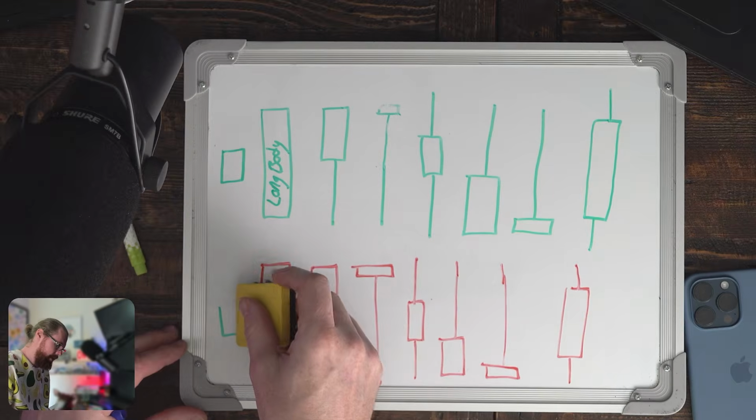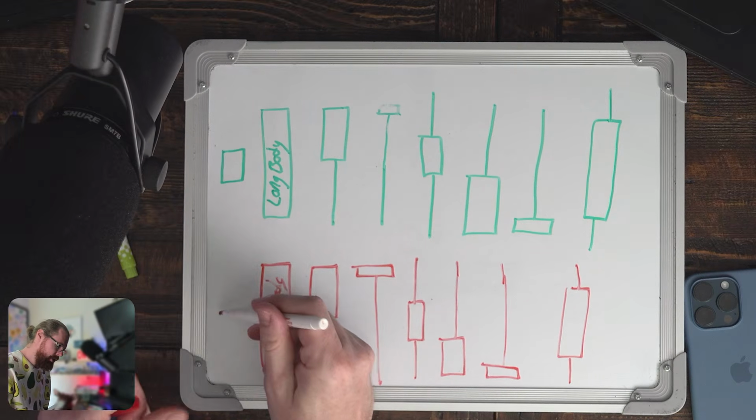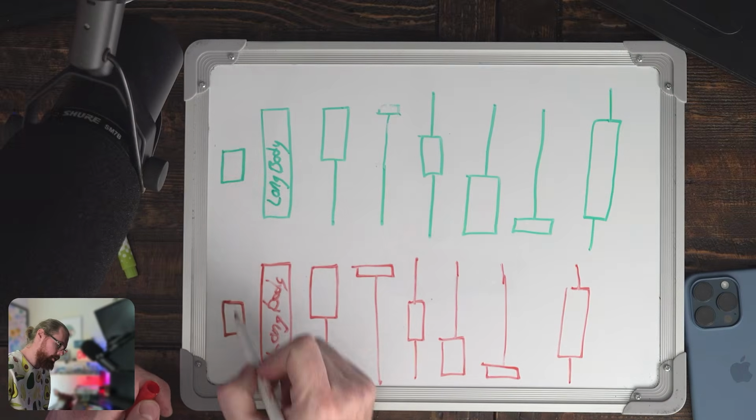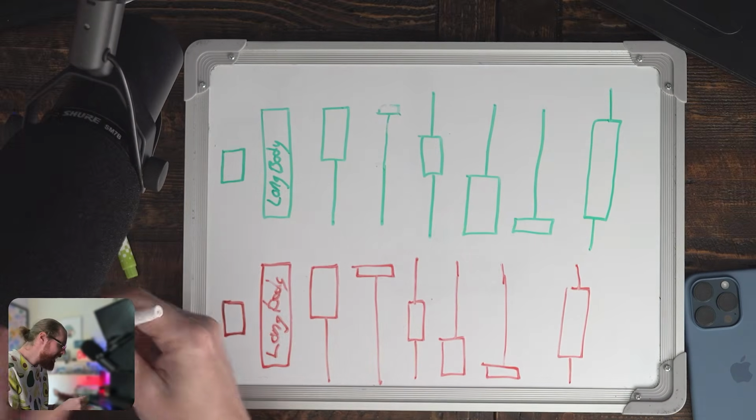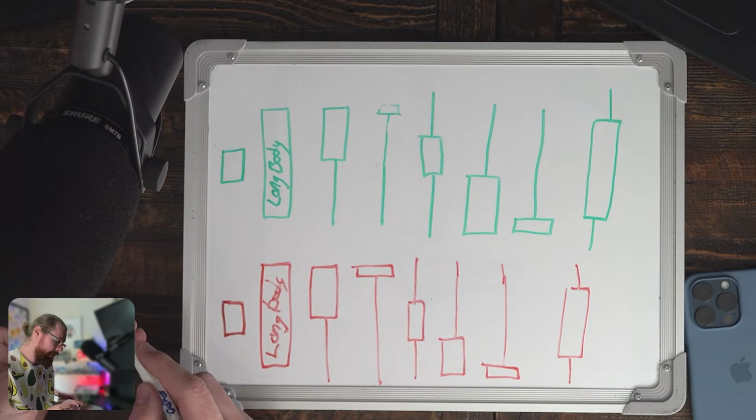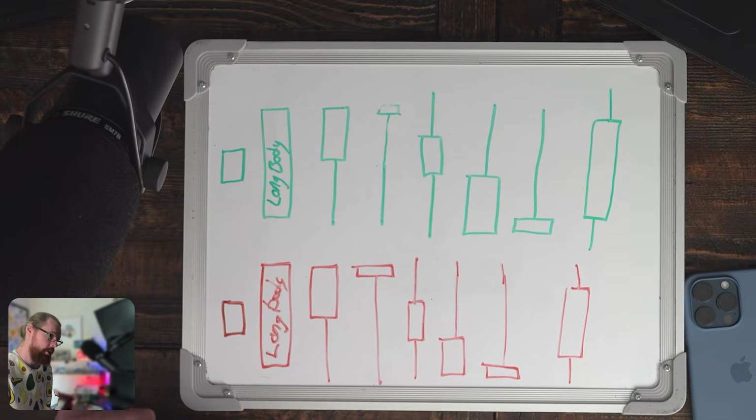Oops, this one has to be in red. So a short body candle is just a very small candle right here. So these would be short and these would be long. Naturally, which one do you think communicates more strength, weakness, or sentiment in general?